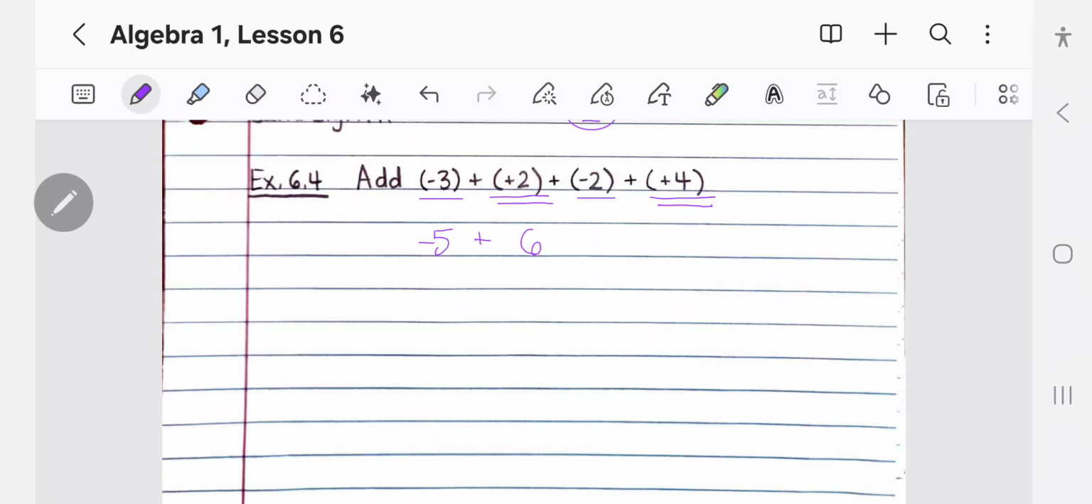Now I add these together. Negative 5 plus 6. They have different signs. The 6 is positive, the 5 is negative. So I subtract their absolute values and I get 1. The one with the largest absolute value is the 6, and it was positive, so my final answer is positive 1.